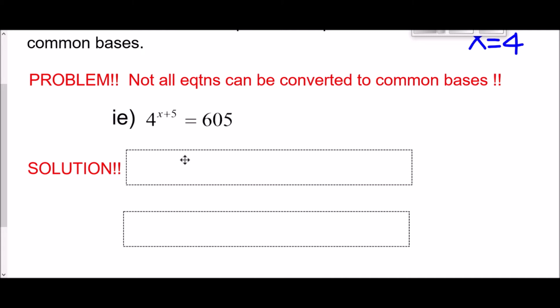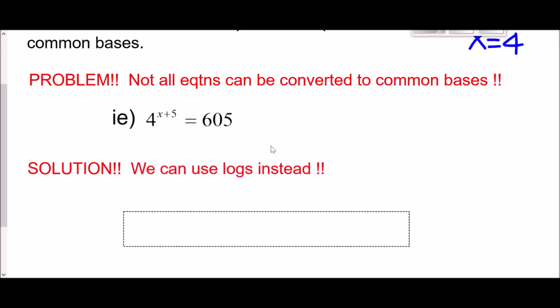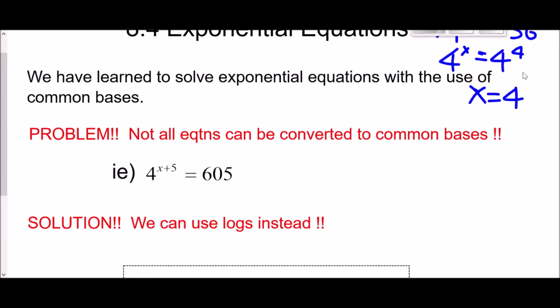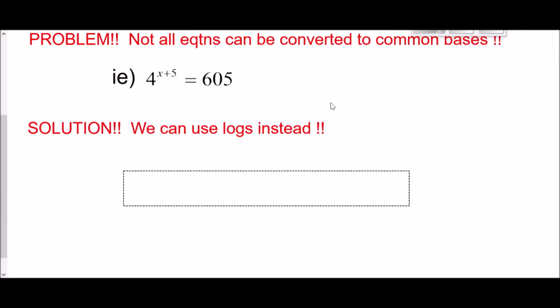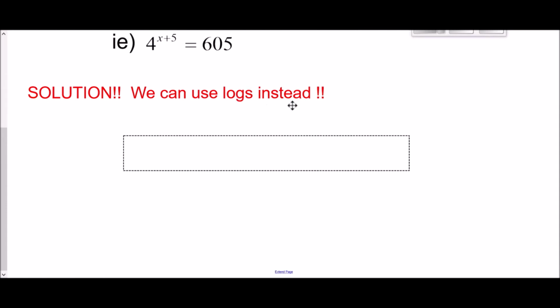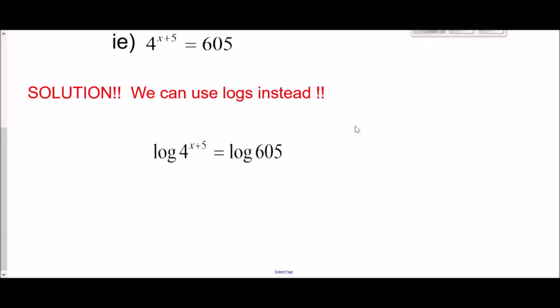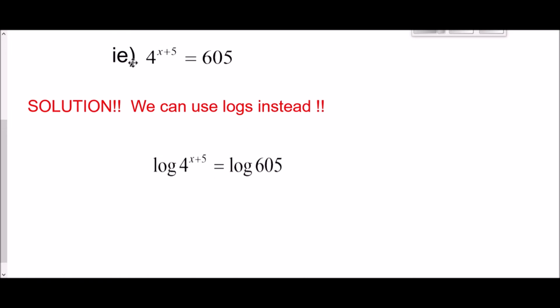So what you can do, instead of finding a common base and then dropping the bases, this time you can actually take the logs on both sides. We sort of did something like this when we first started the logarithmic function. Now let's go back here. Alright, so it looks like this. We're doing the same thing on both sides, so it is valid. Now let's solve this on the next page.